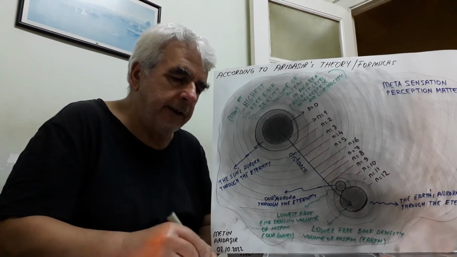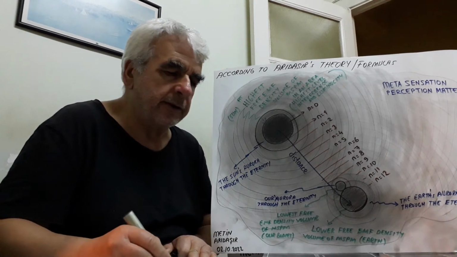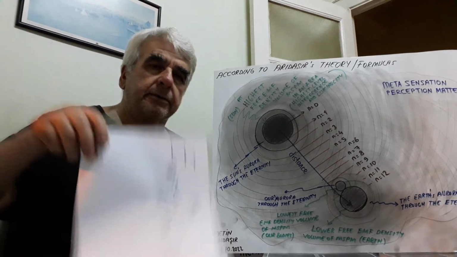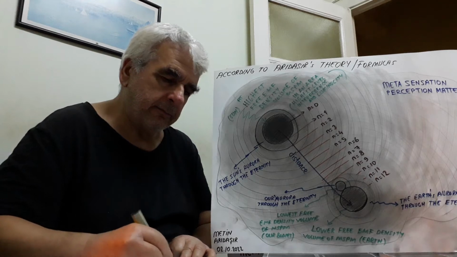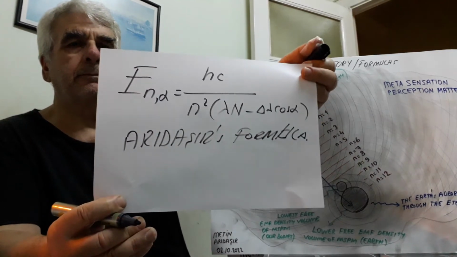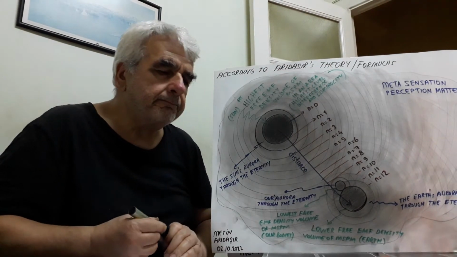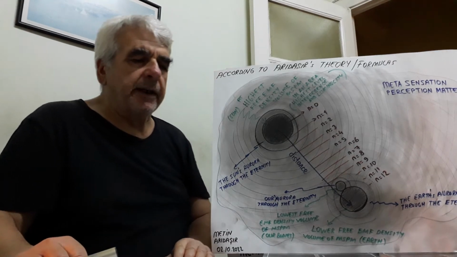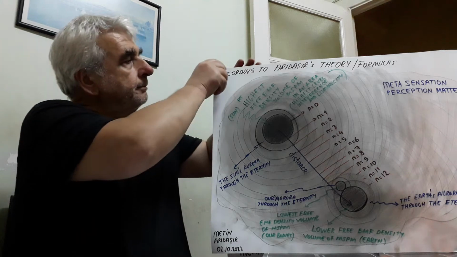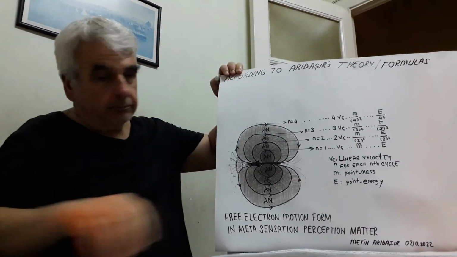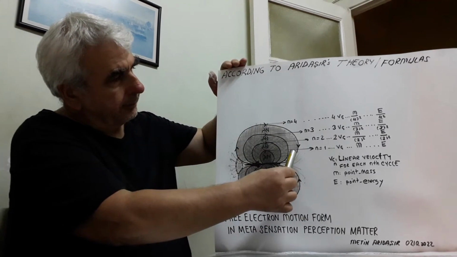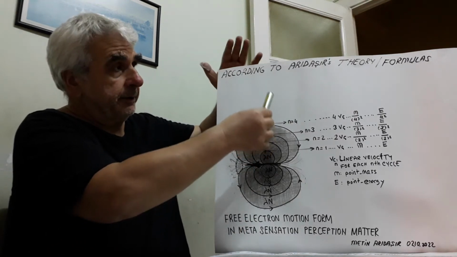One of my formulas is E_n alpha is equal to hc divided by n squared times lambda_n minus delta lambda cosine alpha. Remember, this is my energy formula. n is cycle number or wave number. 7. Each cycle of electron motion forms: first, second, third, fourth. This is electron motion form in matter, sensation, perception, matter.